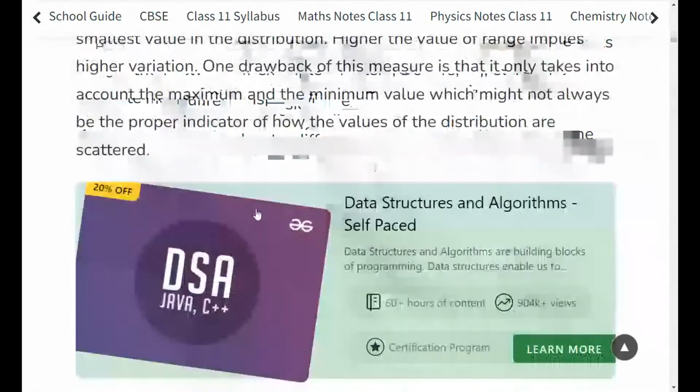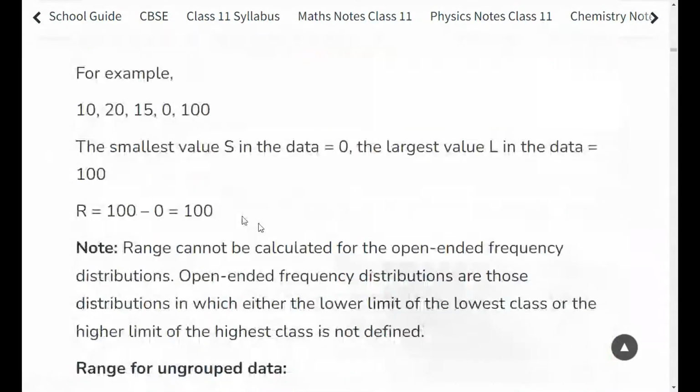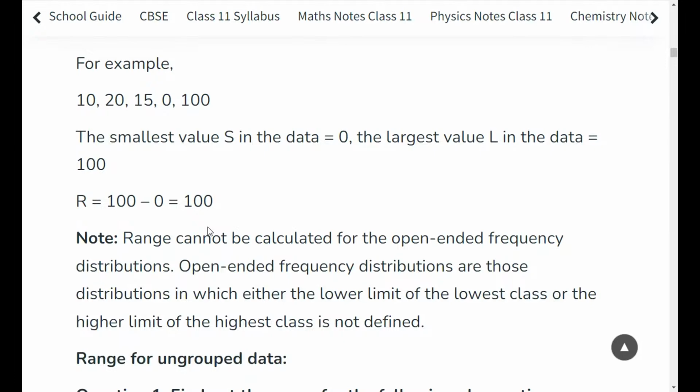This is about the range. The smallest value S in the data is 0. The largest value L in the data is 100. So the maximum value in the range is 100. Minimum value in the numbers is 0. So 100 minus 0. Or students in Karnataka have taken passing marks starting from 210 till 620 marks. All right. It is a similar example.